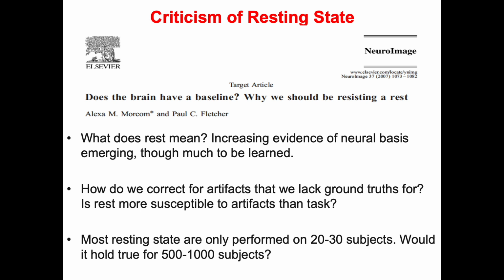So it is one thing to have one's paper rejected or grant rejected. It is a whole different problem when the editor-in-chief of the primary journal in your field criticizes your work. Paul Fletcher, the main complaint was, since everything we know about neuroscience is from task response, why bother? The second point was, what does resting state signal mean? The third point was, how do we correct for artifact when we do not know what the ground truth is? And finally, the complaint was that since most studies were done on 20 to 30 subjects, by the way, the same as is done for task activation study, they thought it may not hold true for 500 or 1,000 subjects.